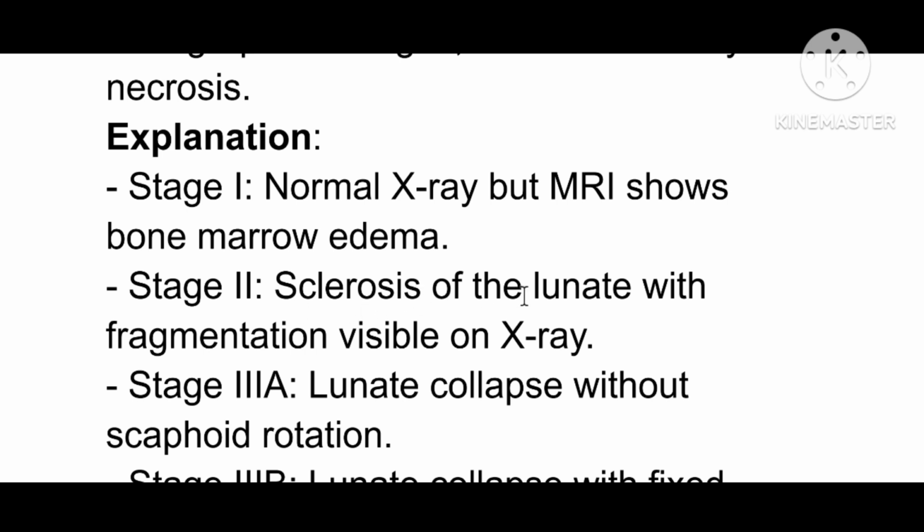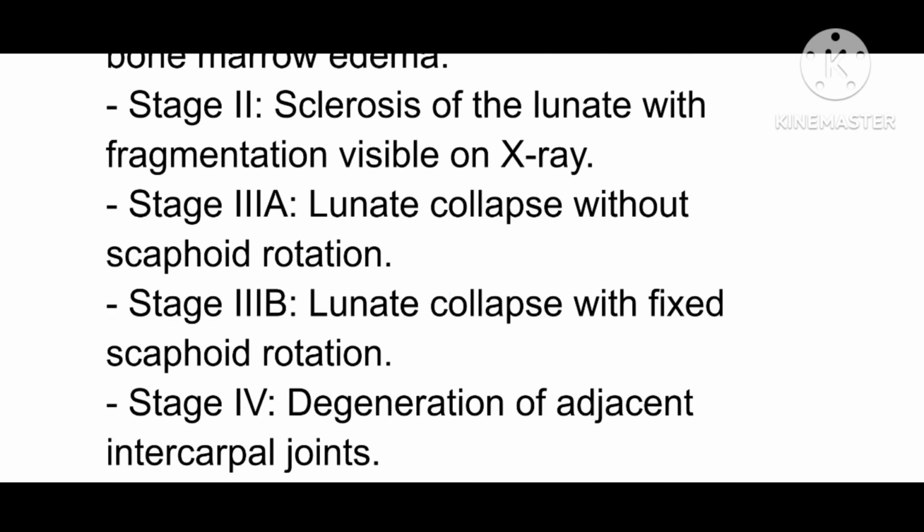Stage 2: sclerosis of the lunate with fragmentation visible on X-ray. Stage 3A: lunate collapse without scaphoid rotation. Stage 3B: lunate collapse with fixed scaphoid rotation. Stage 4: degeneration of adjacent intercarpal joints.